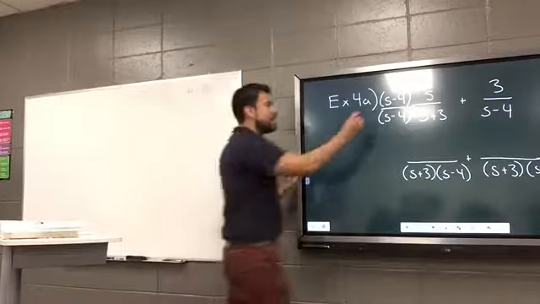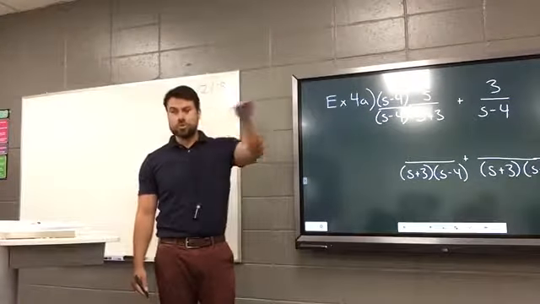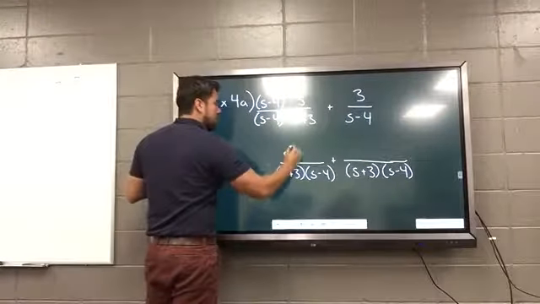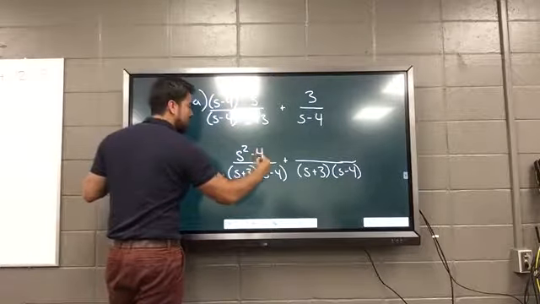So what is S minus 4 times S? And on the numerator, multiply it out. So what's this right here? Yeah, S times S, S squared. S times negative 4, negative 4S.